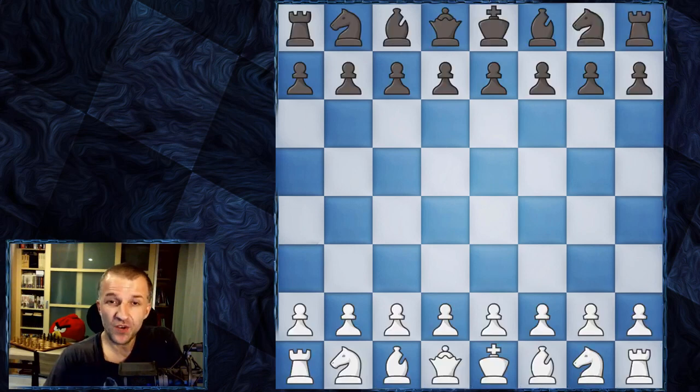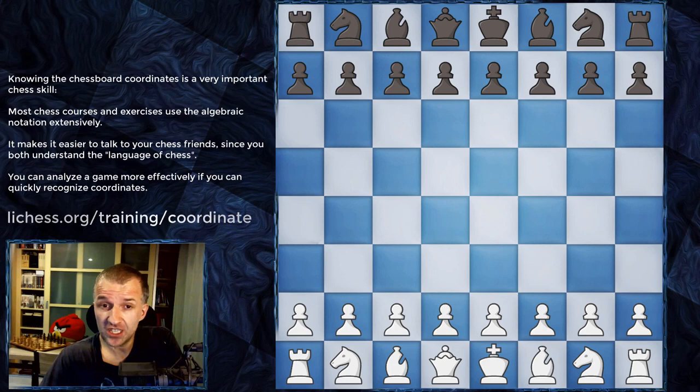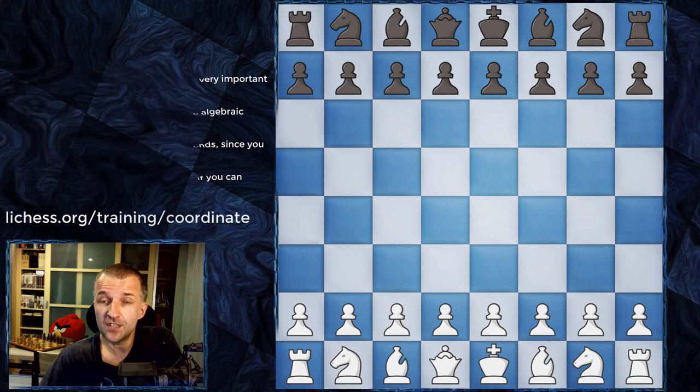Now, the first exercise I would like to introduce to you is on Lichess. So here we go. And first is a note from Lichess. Knowing the chessboard coordinates is a very important chess skill. Most chess courses and exercises use algebraic notation extensively. It makes it easier to talk to your chess friends since you both understand the language of chess. You can analyze a game more effectively if you can quickly recognize coordinates.